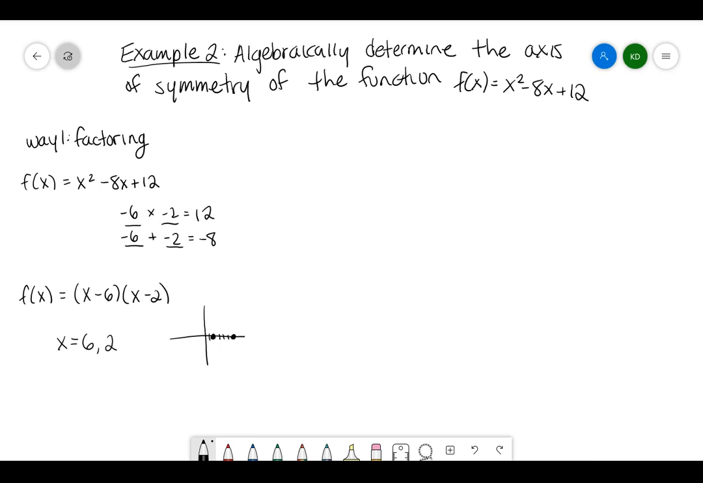So again, what I'm looking for is the middle value of those 2 numbers. So this is going back to our first problem. We're going to add the 2 numbers together, and we're going to divide by 2. So x equals 8 divided by 2, which gives us 4.